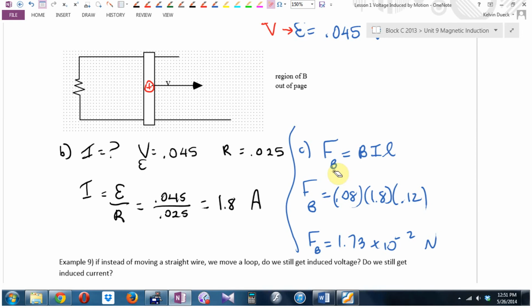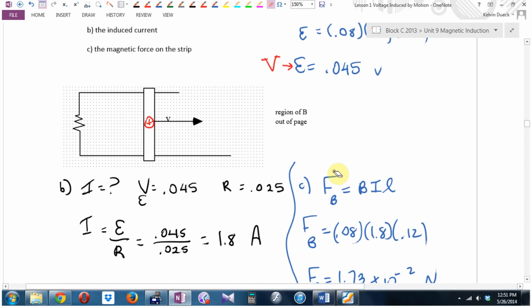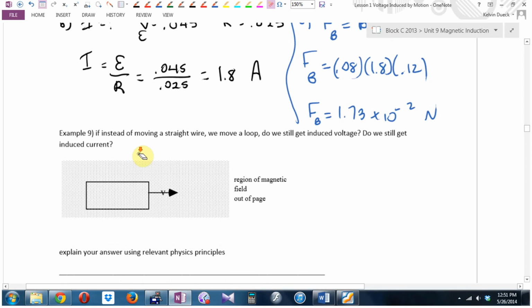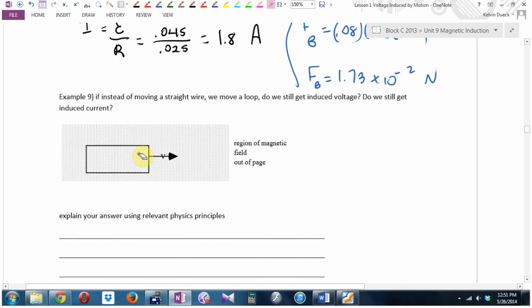Hey, what if they're not moving? Oh, no current, no zero. So then Faraday and Henry said, well, what if instead of moving just a straight wire, what if we try moving a coil of wires? What if we move a loop? Do we still get an induced voltage?